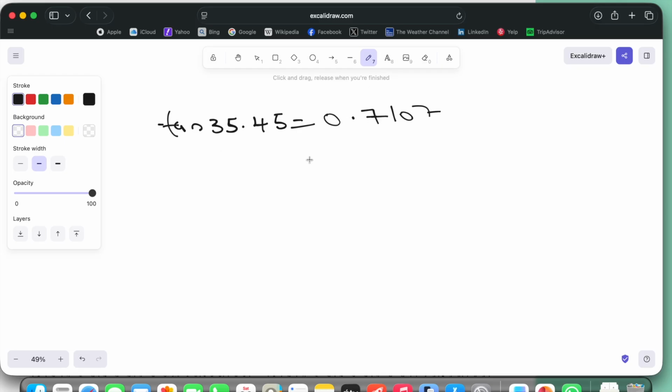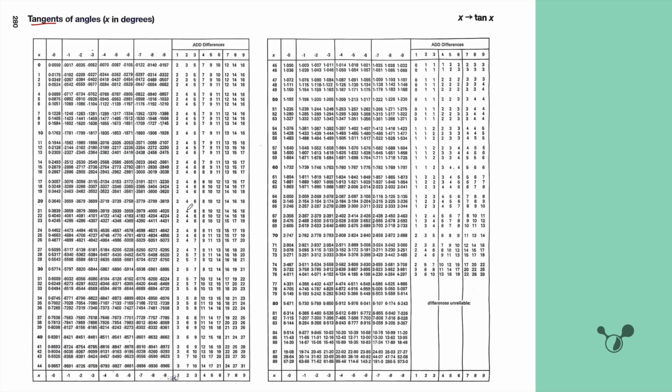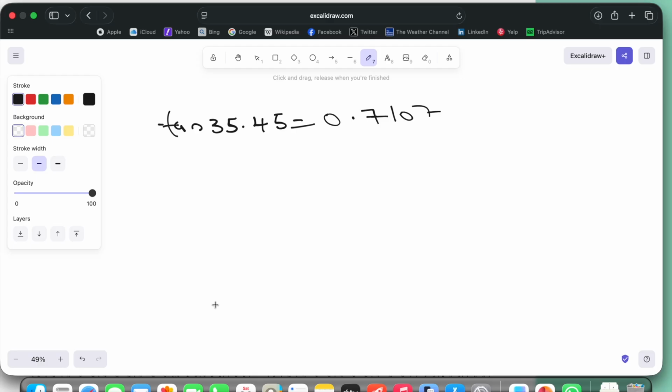0.7107. Then because it says add, I would add. 35.45 is 13. So it says add, so I'm going to add plus 13, right? So if it's just one value, it's the last digit. If it's two values, the last two digits. So this 0 carry 1 here, so 0.7120. Let's see if we're correct.